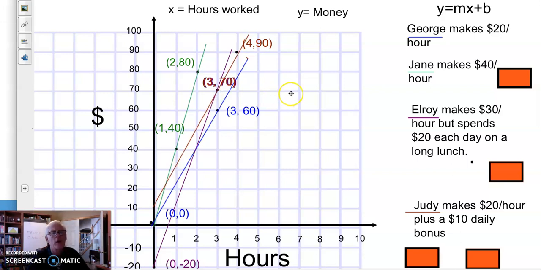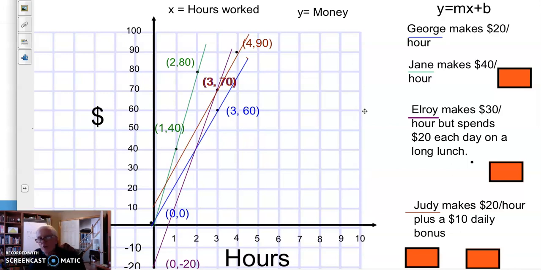So there's our graph now of the family of the future. They got 4 jobs. George is in blue, makes $20 an hour. He starts there at the origin. He goes up $20 an hour, the blue line. Jane makes $40 an hour. She also starts at the origin. She goes up $40 an hour. But then Elroy, a little bit different. He spends 20 bucks a day, but makes $30 an hour. So he starts lower and goes up, the purple one. And Judy makes $20 an hour plus a $10 bonus.